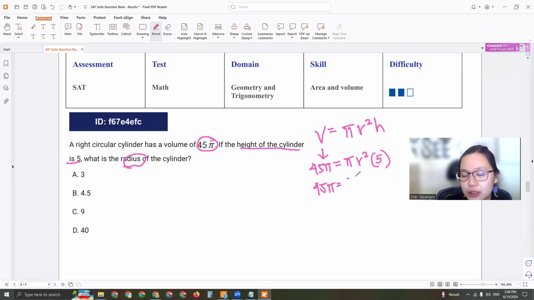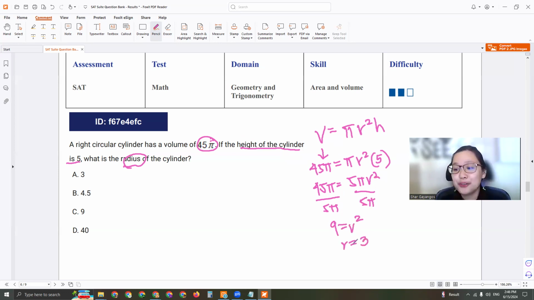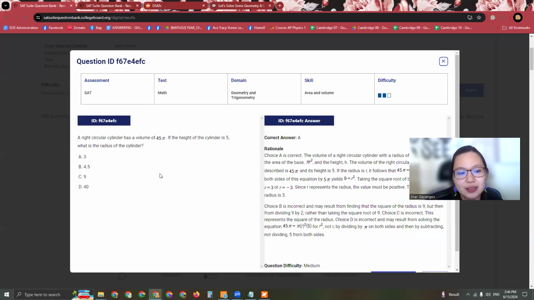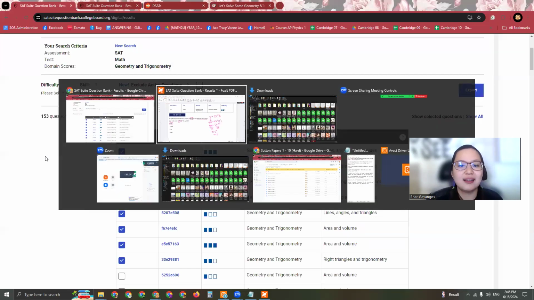All right, and then try to simplify this. 45 pi is equal to 5 pi r squared. We can divide both sides by 5 pi since it's a common factor. So meaning r is equal to 3. The reason why I'm not including -3 is because we're working with a cylinder and measurements can never be negative. And as you can see, it's not part of the choices, so that really makes sense, right? Let's go ahead and check if we got the right answer. Okay, correct answer is A.